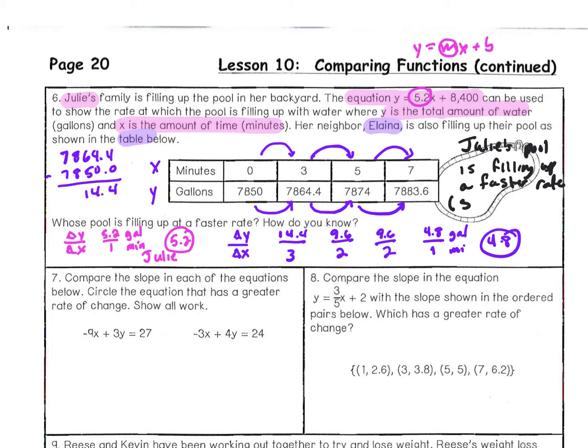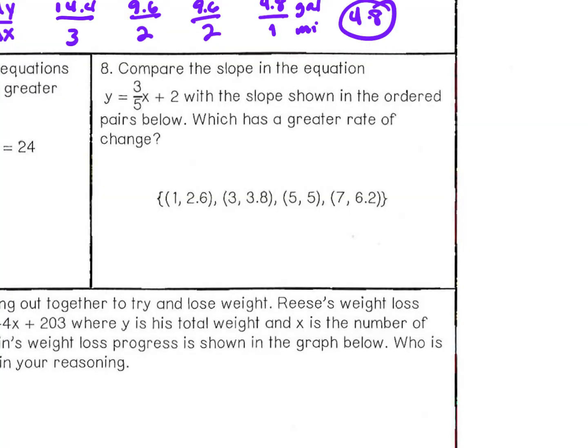And that's because it's 5 and 2/10 compared to 4 and 8/10. Okay, let's move on to number 8. Number 8 says compare the slope of the equation y equals 3/5 x plus 2 with the slope shown in the ordered pairs, which has a greater rate of change.